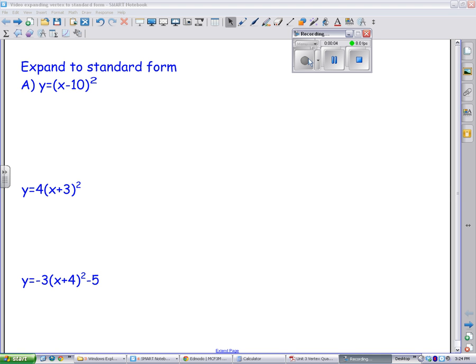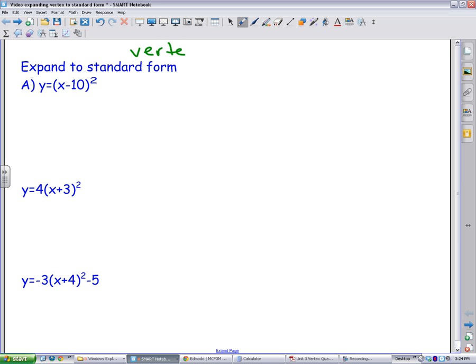Okay, this video is to help expand from vertex form to standard form. So vertex form will look like y equals a(x minus h) squared plus k, although some of the values such as h and k could be 0. So when we look at the first one, actually it's like we have a k value of 0. There's nothing on the end.